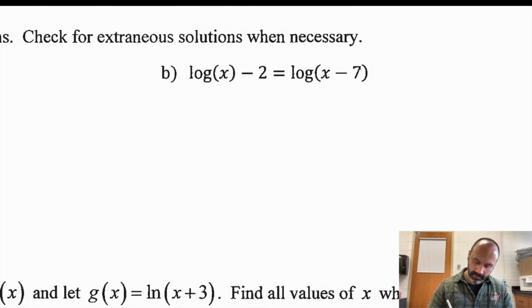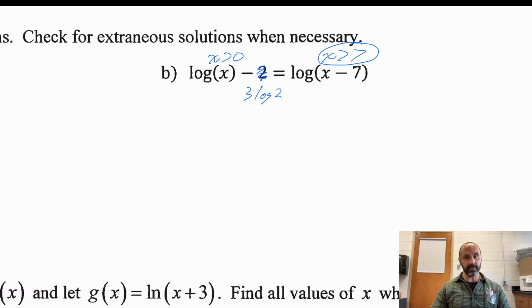So log of x minus 2 equals log of x minus 7. So I think there's a typo here. I think this should say instead 3 log 2 equals log x minus 7. Okay, domain restrictions. X has to be bigger than 0. Also, x has to be bigger than 7. So 7 is bigger than 0, so x greater than 7 is our domain restriction.